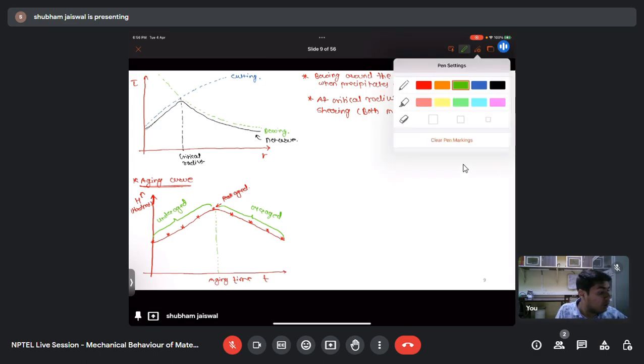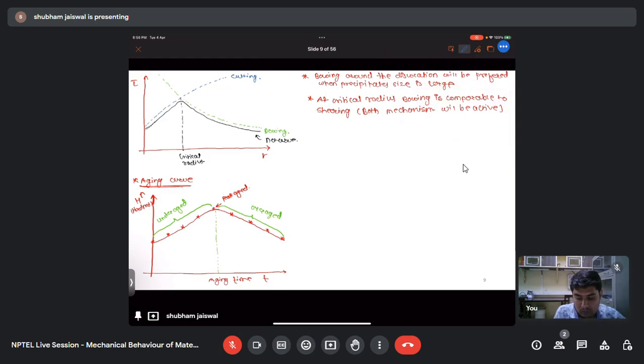If I show the precipitation sequence of aluminum 4 weight percent copper, somewhere we will be getting the alpha solid solution at this point. In this region we will have some GP zone. Somewhere around the peak age we will have theta double prime. After the peak age has passed, we will have some theta prime, and then we have the equilibrium precipitates, that is theta.